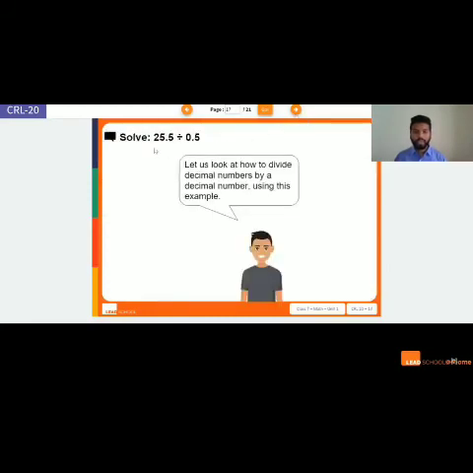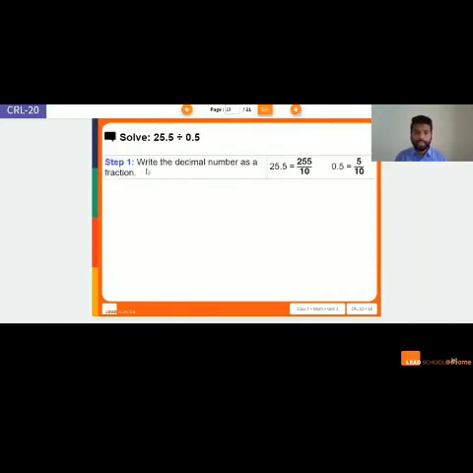Alright. Let us divide 25.5 by 0.05. Let us look how to divide decimal numbers by a decimal number using this example. Until now, we saw how to divide a decimal number with a whole number. Alright. Step 1. Write the decimal numbers as a fraction. Correct. This step remains the same.